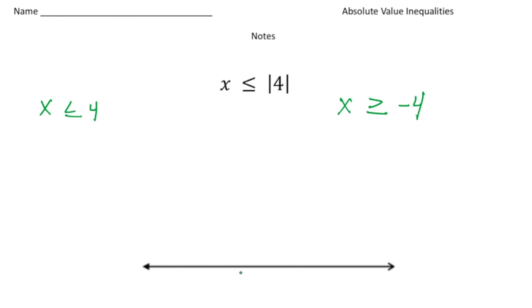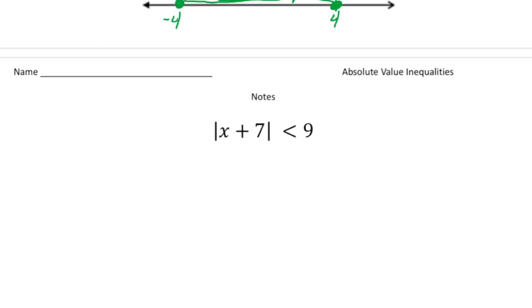So now as we graph this, we're going to have two closed circles. So let's say here is 4, and down here is negative 4. So it's going to be a closed circle, and we have x is going to be greater than or equal to negative 4, so it goes this direction. But then it's also going to be less than or equal to 4. So we're going to have a closed circle here at 4, and then going left. So every value between negative 4 and 4 is a solution to this inequality. All right, let's turn the page, and let's take a look at this one.